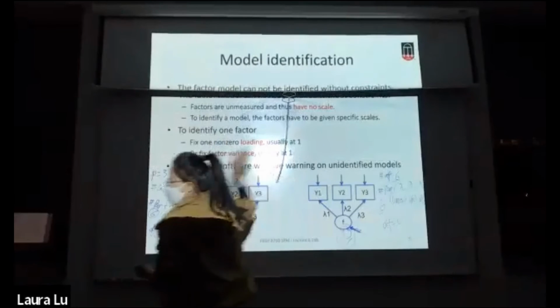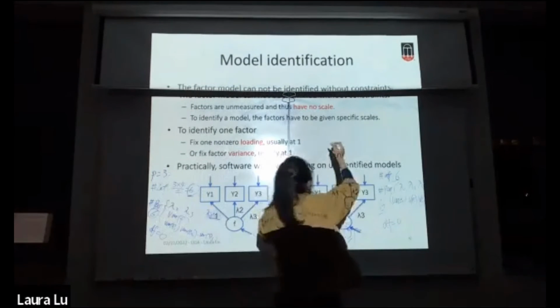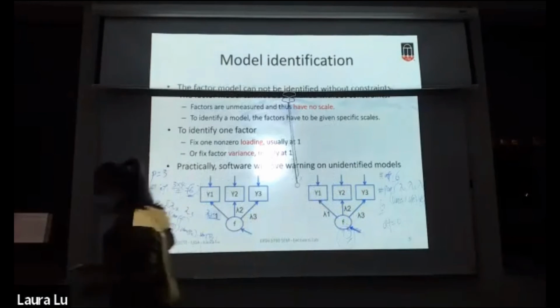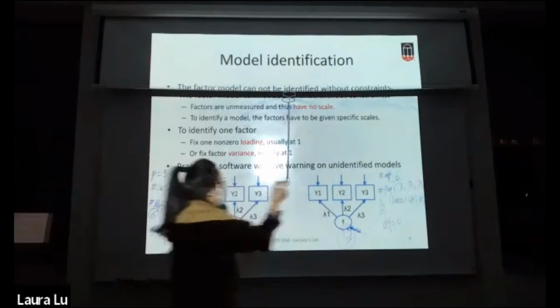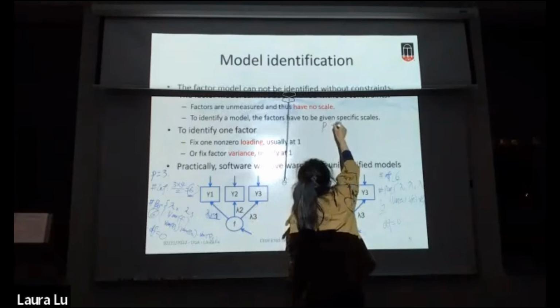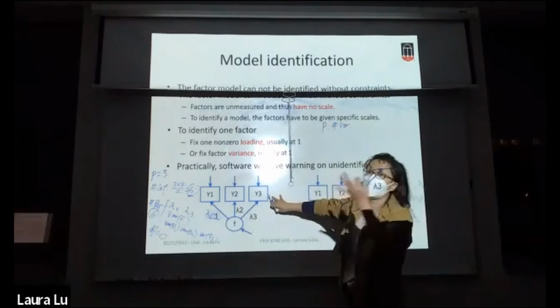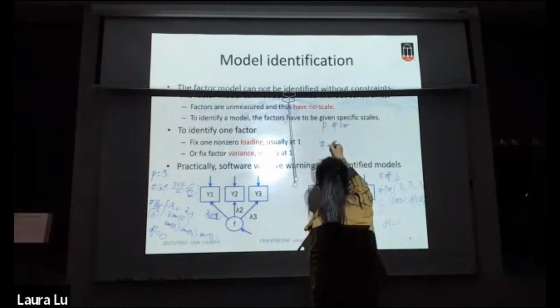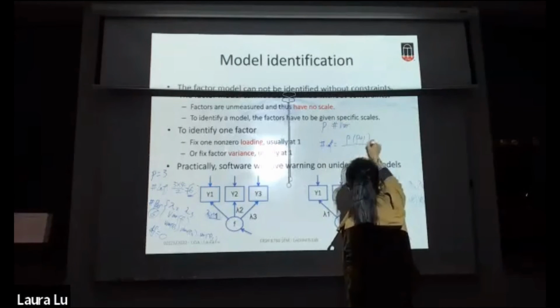P is the number of variables. I can just look it up. If P is the number of variables, in this case we have 3 variables. Then the number of information is calculated as P times P plus 1, divided by 2. This is the formula.